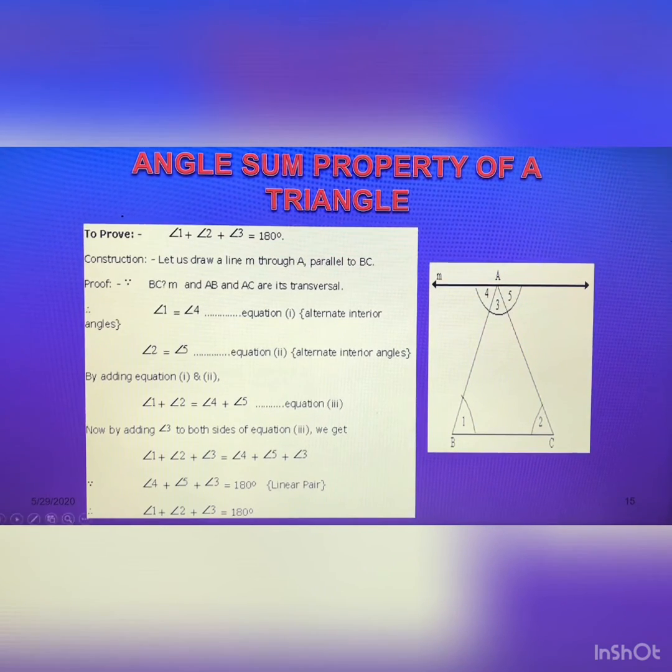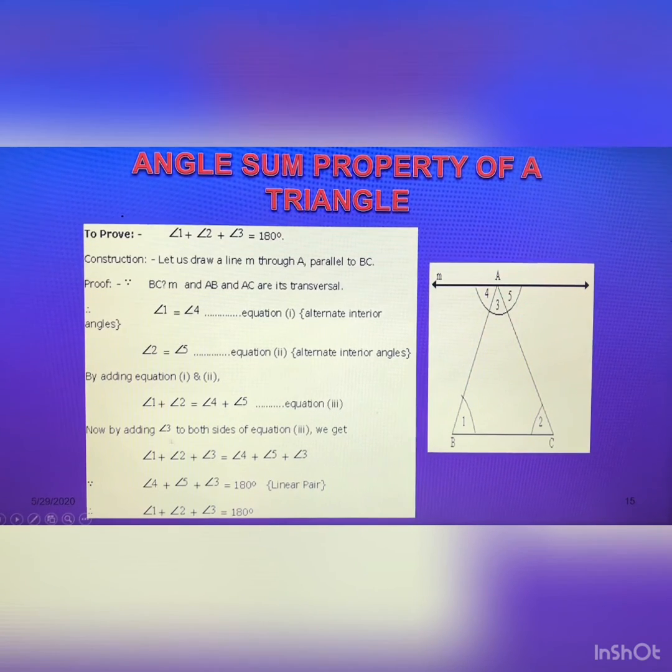Now on adding equation first and second, what do you get? Angle 1 plus angle 2 equals angle 4 plus angle 5. Means you will add left hand side to left hand side and right hand side to right hand side. So we will get angle 1 plus angle 2 equals angle 4 plus angle 5. This is equation number 3.